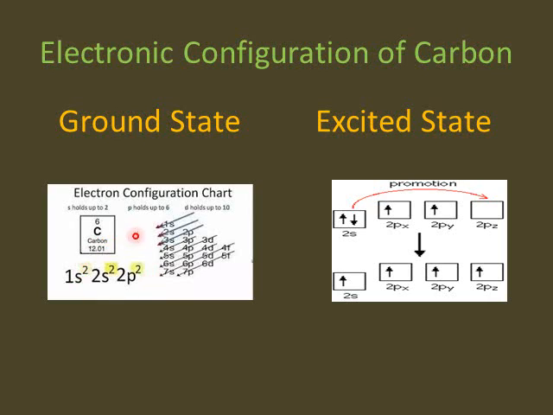Now according to this electronic configuration, carbon should form 2 bonds. But carbon is able to form 4 bonds. So how does this happen? Let's discuss.